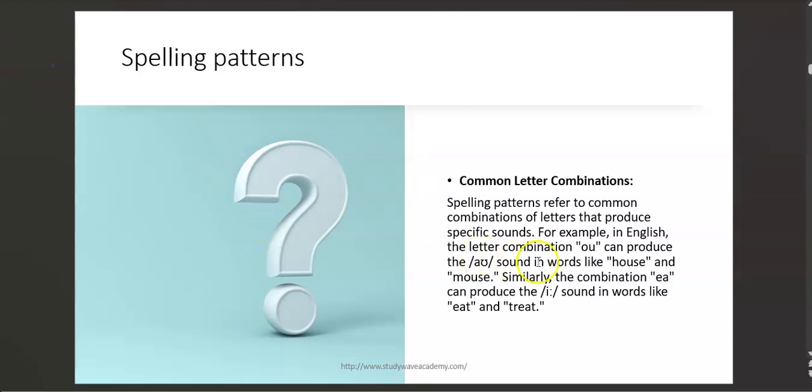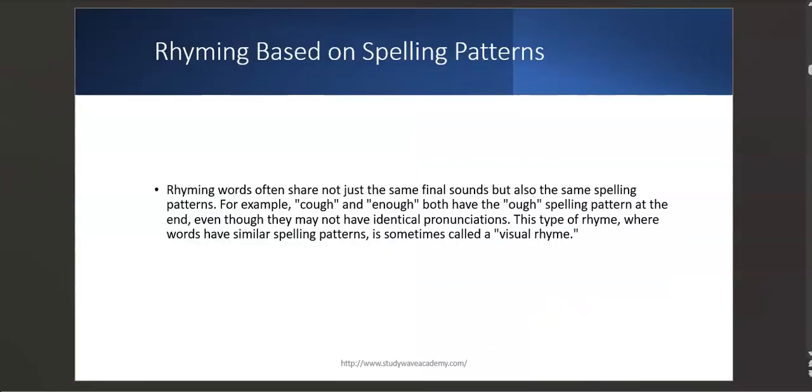I gave you an example of this word ear, okay? E-A, you read it as ear, right? You write it as ear, but when you're pronouncing it, you pronounce it as E, okay? Let's continue and now look at rhyming based on the spelling patterns. How can we know words are rhyming? Because we can also look at the spelling patterns, or how the words are written. Now, rhyming words often share not only the same final sound, but also the same spelling pattern.